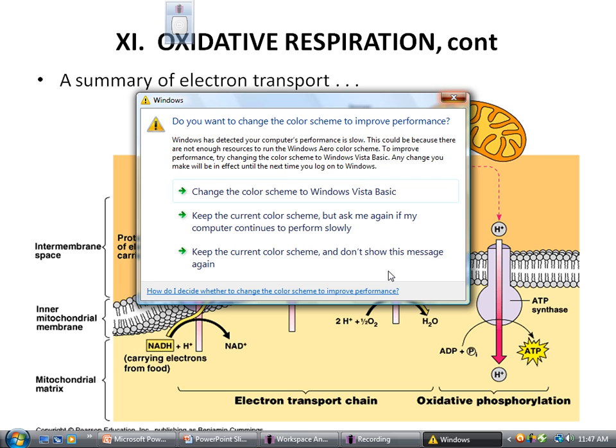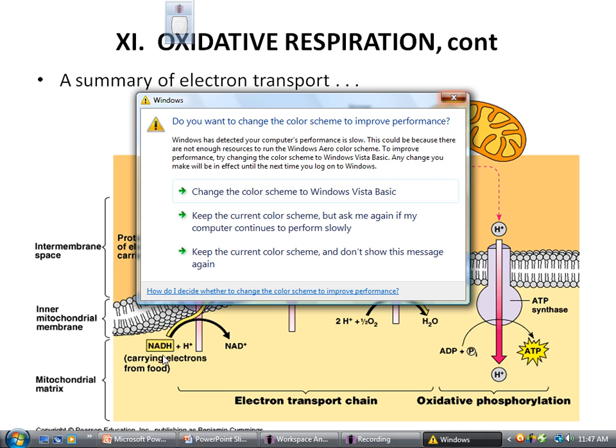Once the electrons get down to the end, look at my cursor where I'm at, they get way down here at the end, what's waiting is oxygen. Oxygen is the final electron acceptor. So the oxygen receives the electrons, plus receives some of the hydrogens that are over here.